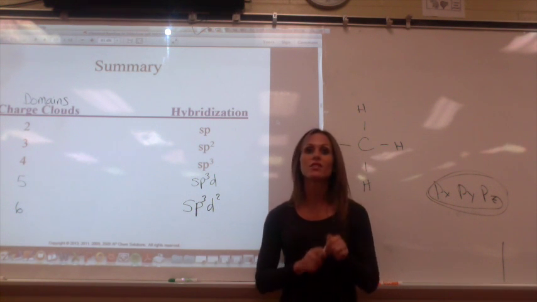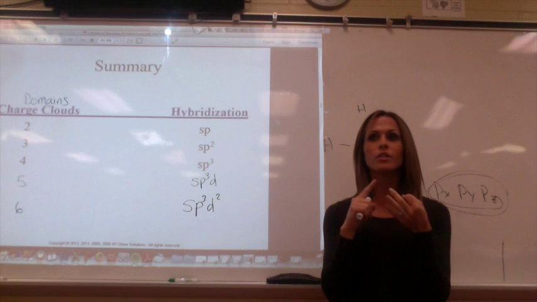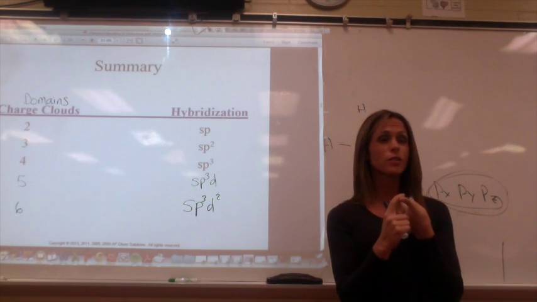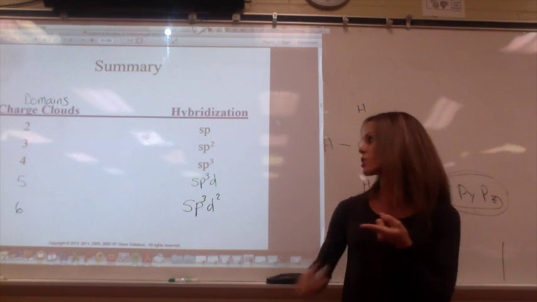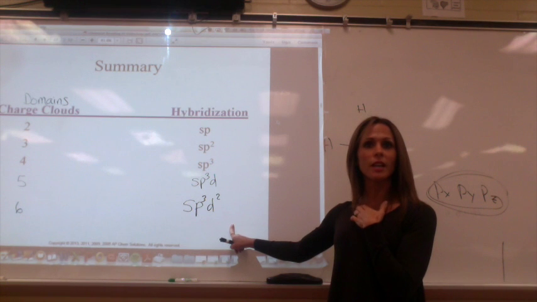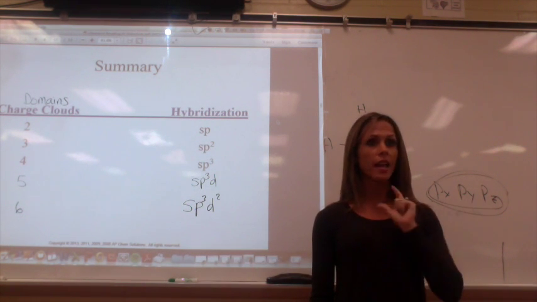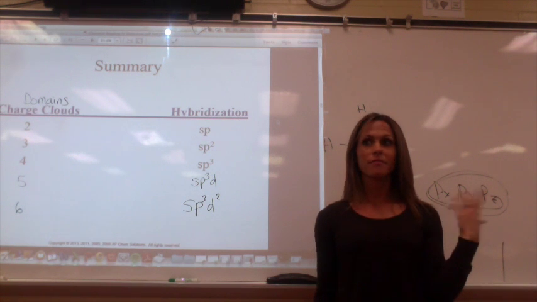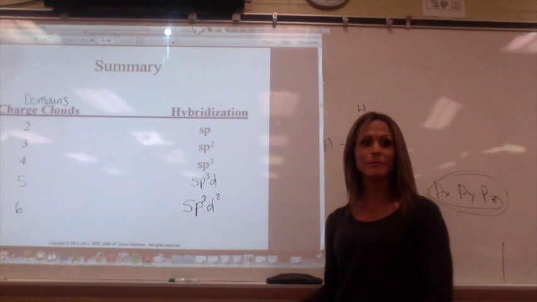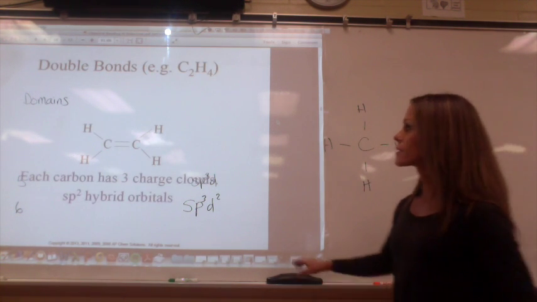So what you'll be asked to do is to draw structures, predict geometry, predict bond angle, and then predict the hybridization. Hybridization means sp3, sp3d2, whatever it might be. And it's as simple as counting your domains. Bonding and non-bonding count the same. Pretty simple once you just put it on one slide, okay? All right, double bonds.